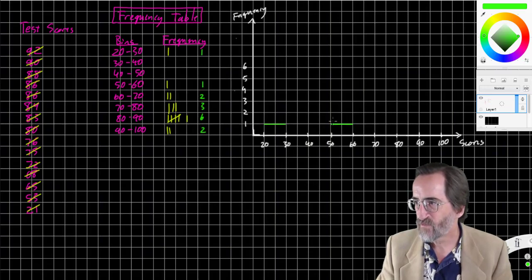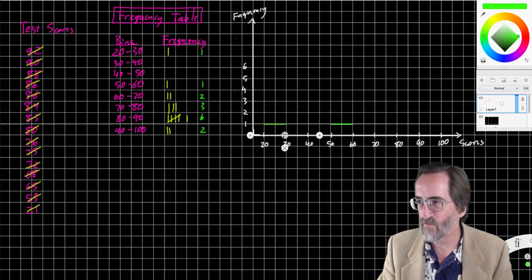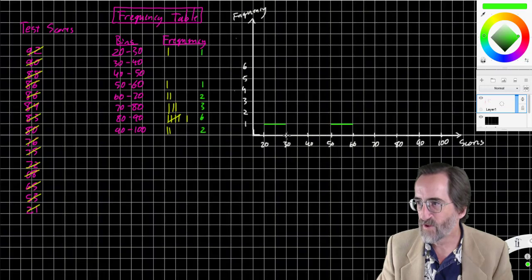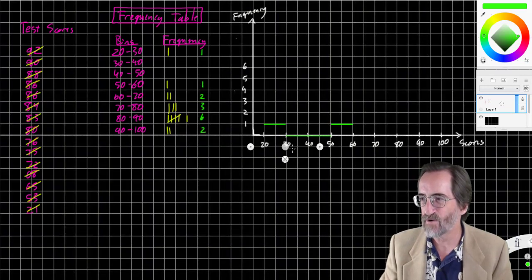Okay, I'm going to do something for the 30 and 40 bins. The 30 and 40 bins, the frequency is 0. You might think there isn't a bar. There actually is a bar. It's just that its height is 0.